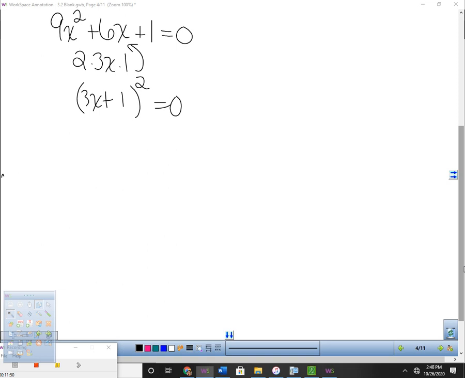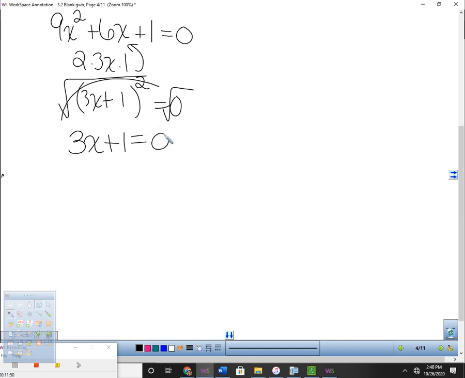I have to get into the parenthesis first, and what's in my way? The squared. So I need to square root to get rid of that. So 3x plus 1 is equal to, normally we would say plus or minus 0, but 0 is just 0, right? And now what? Subtract the 1. So 3x is equal to negative 1. And then we divide by 3. So I get x is equal to negative 1/3.